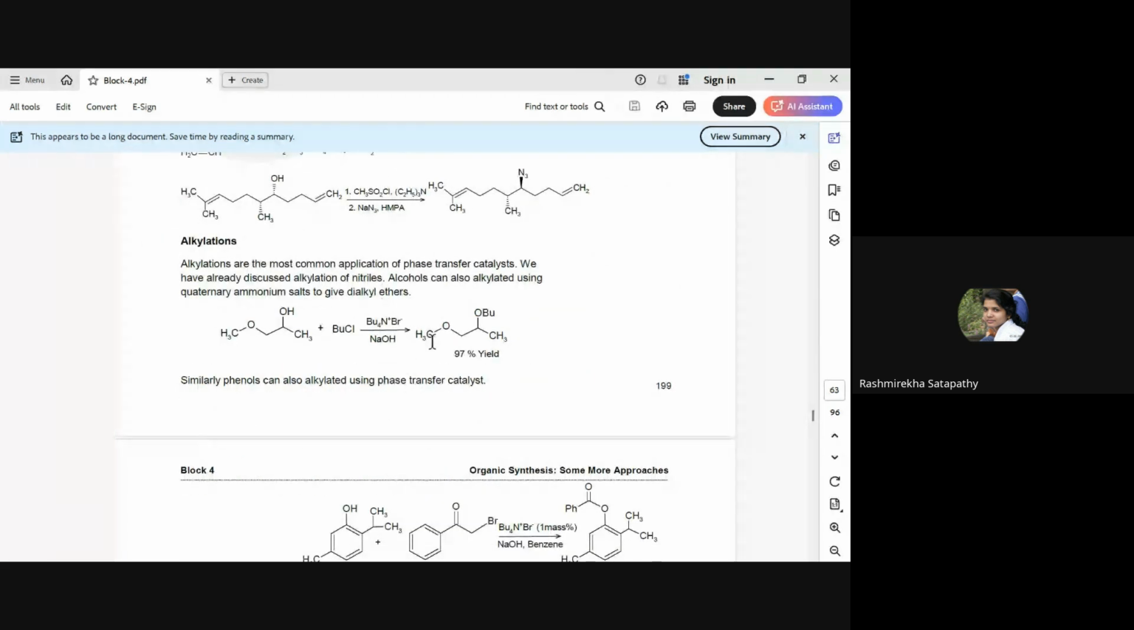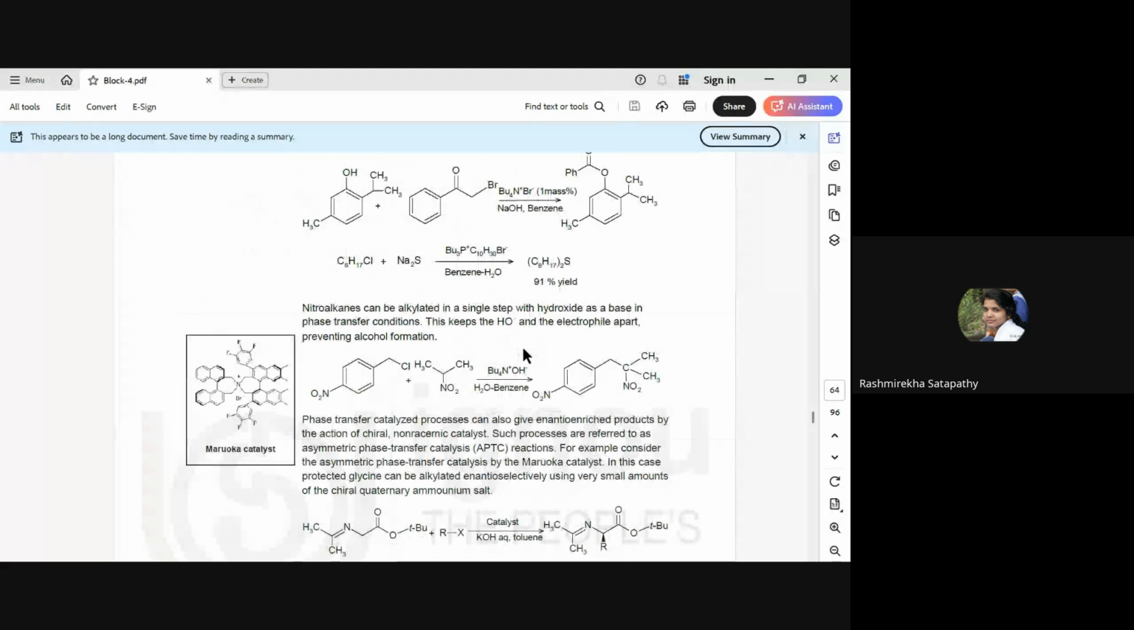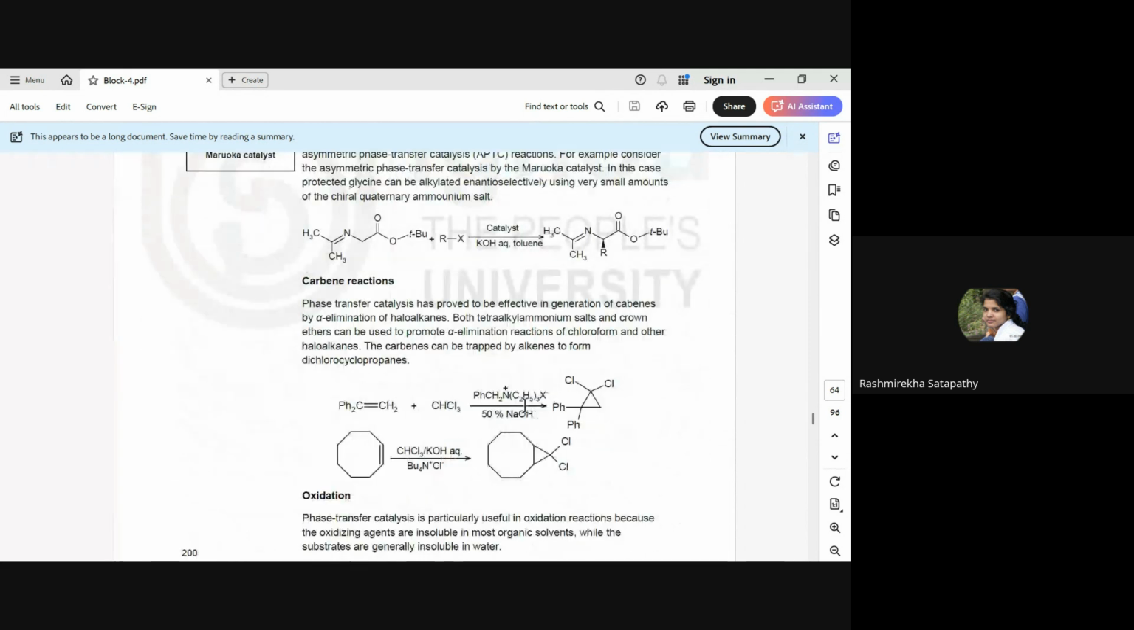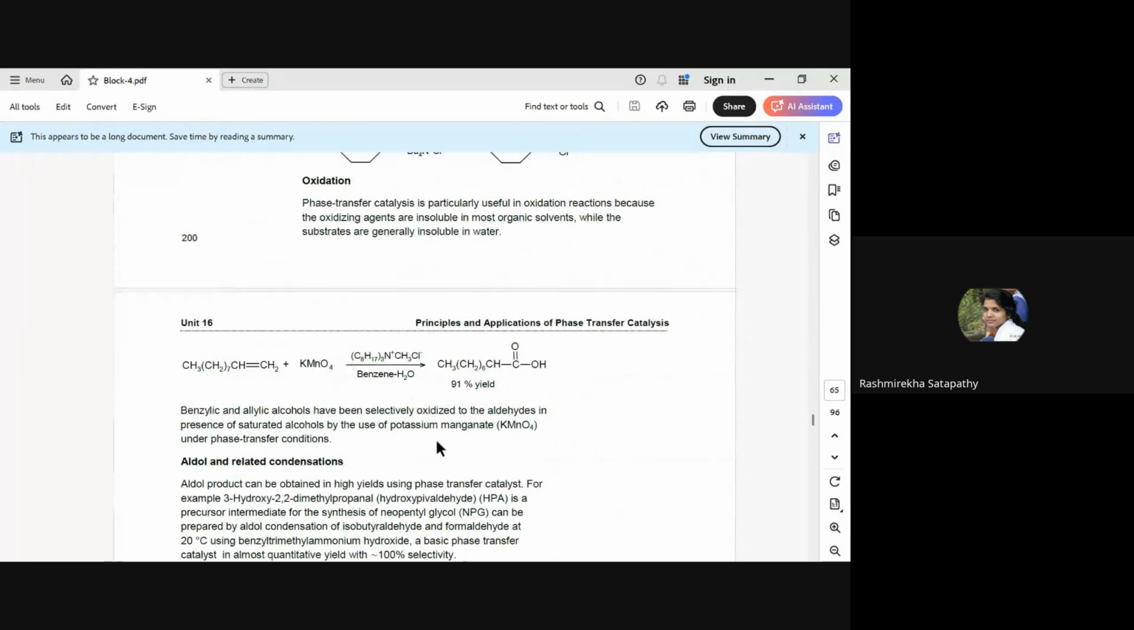Alkylation reaction: the phase transfer catalyst is used, and the alkyl group is attached here. And there are so many reactions where phase transfer catalysts have been used. Tetrabutyl ammonium bromide, tetrabutyl ammonium hydroxide. So the phase transfer reaction is happening. In carbene reactions also, a phase transfer catalyst is used. In oxidation reactions also, a phase transfer catalyst is used.